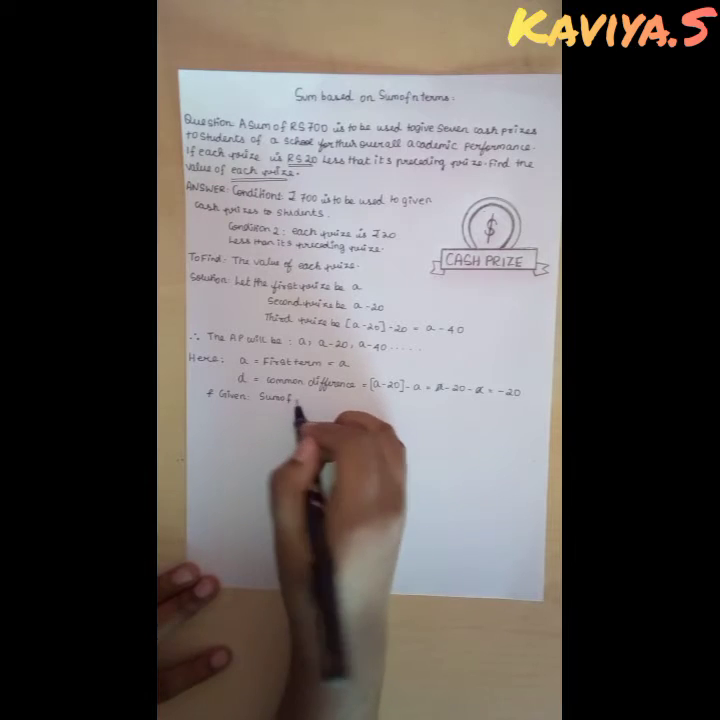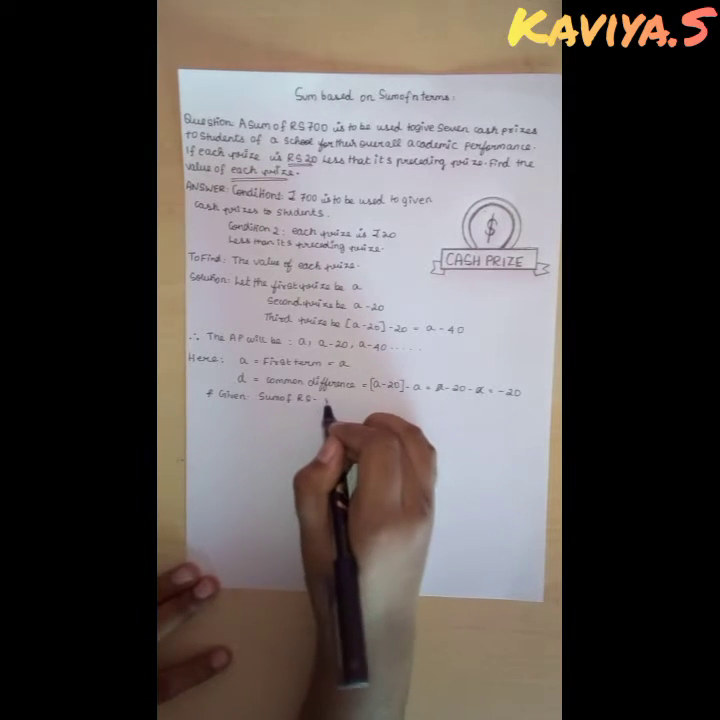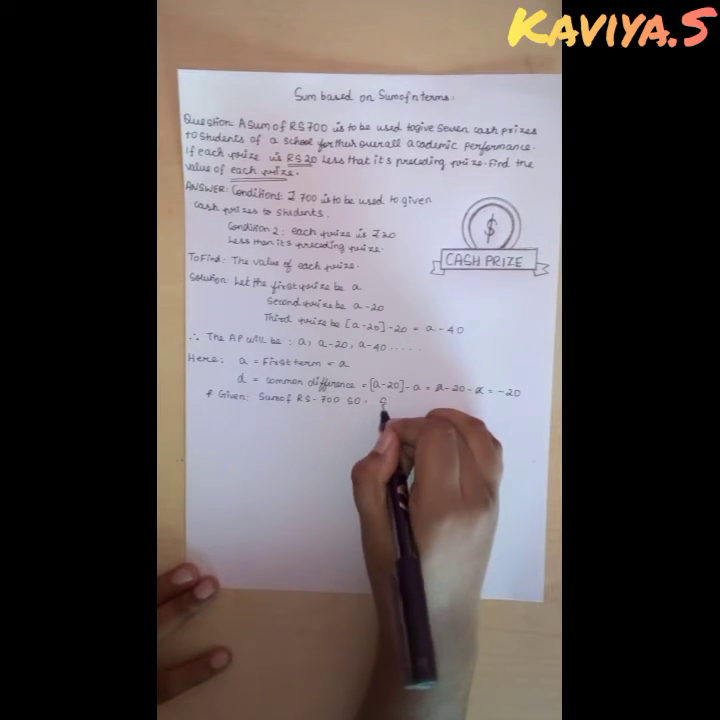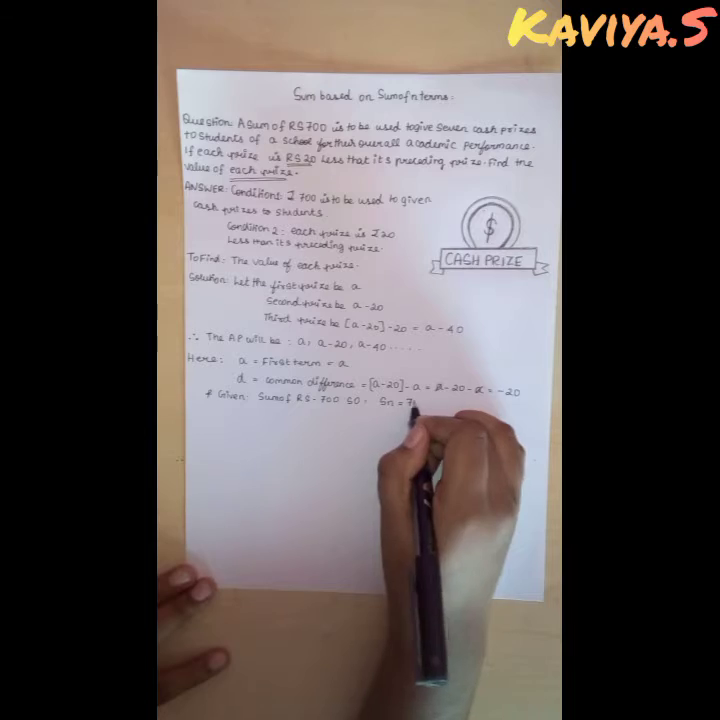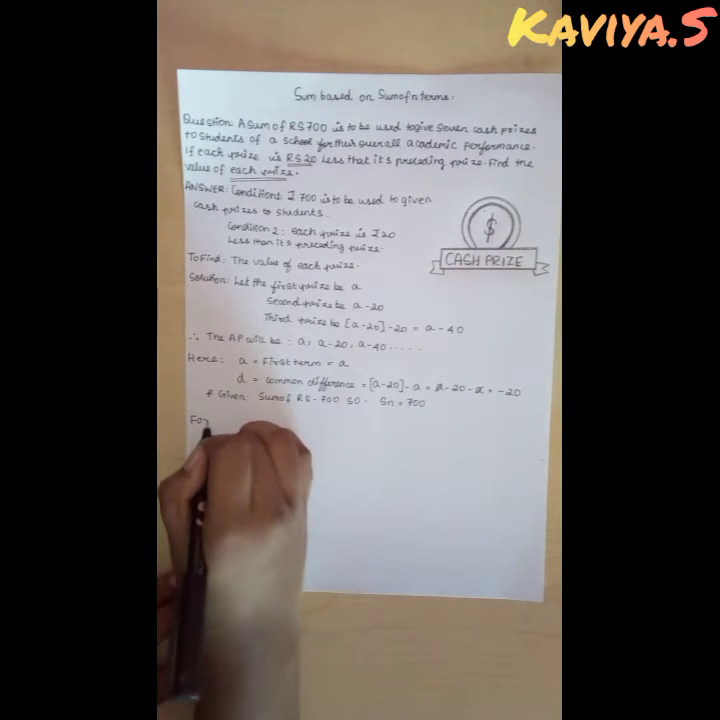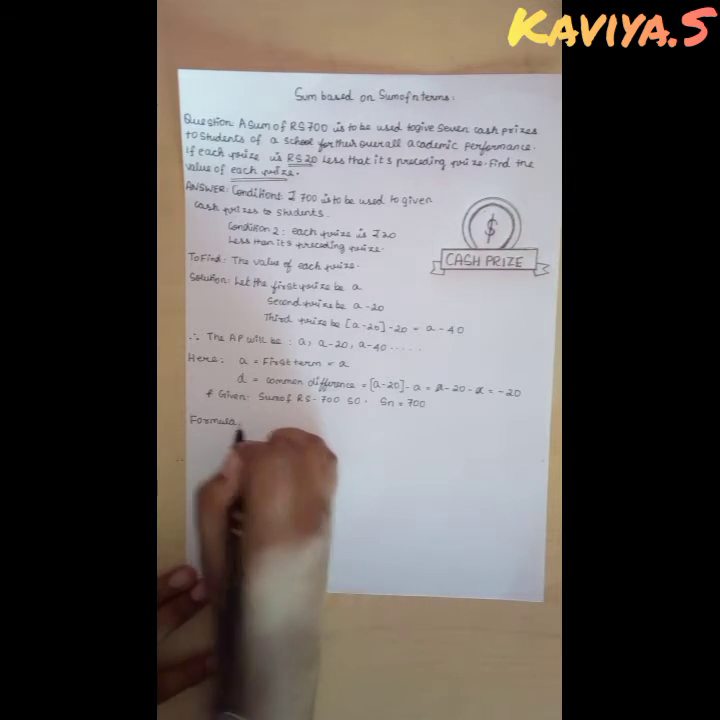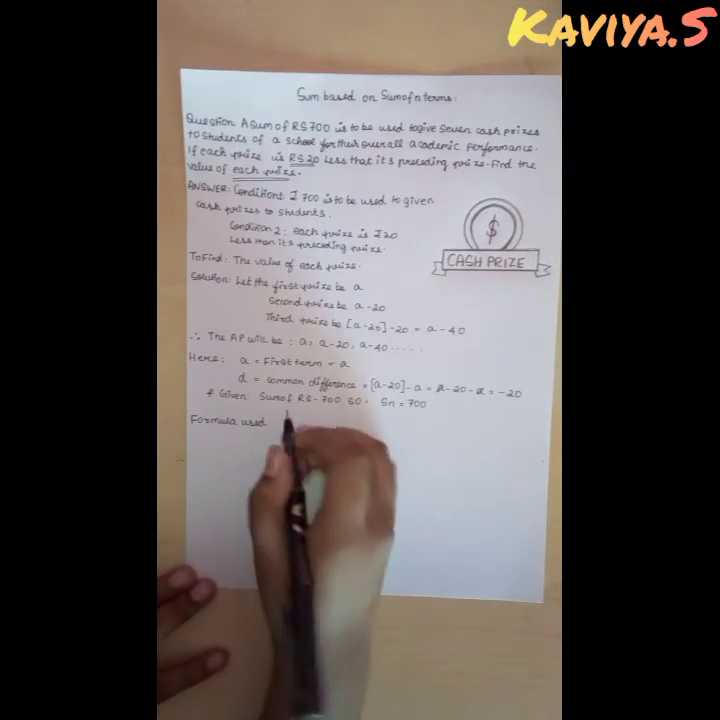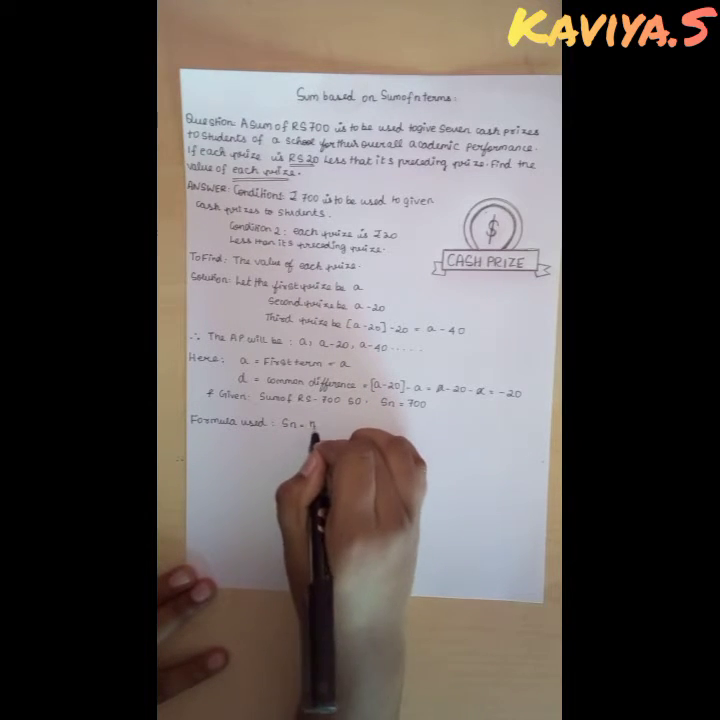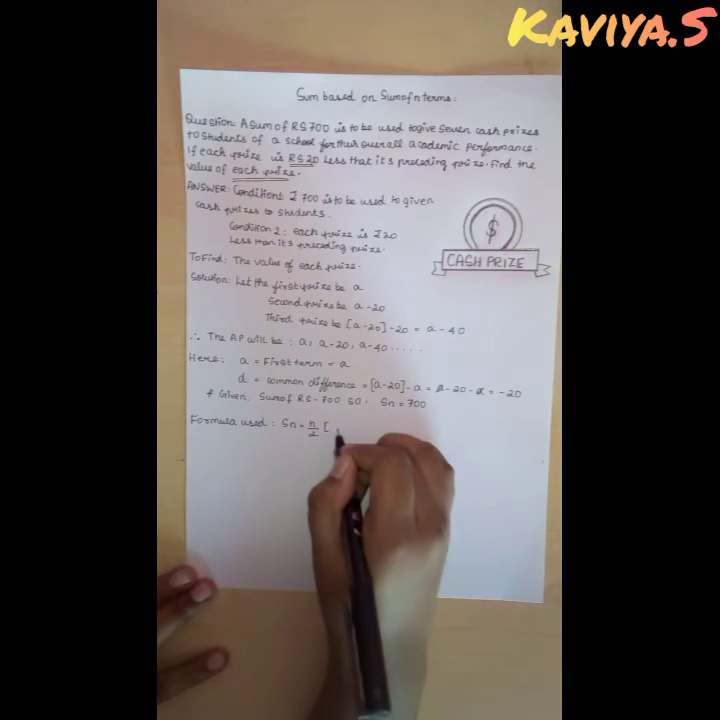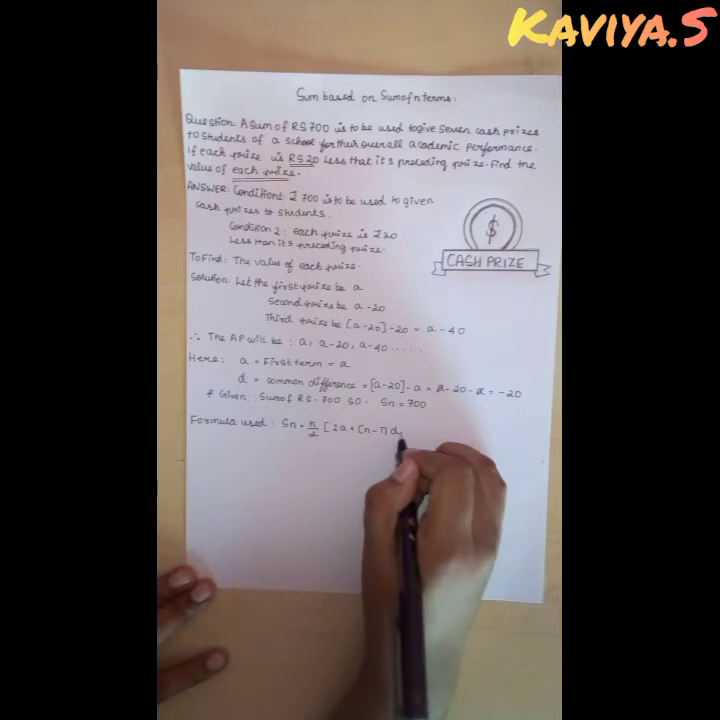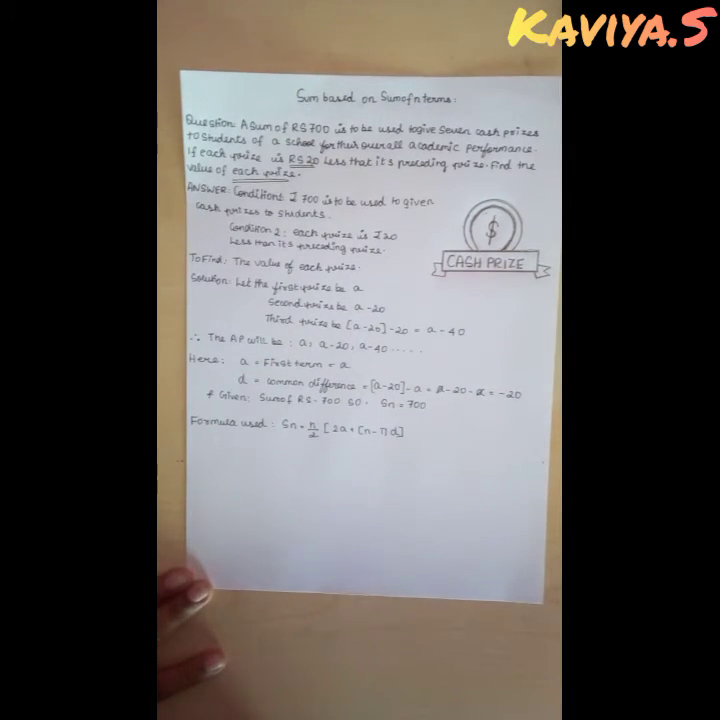And they have also given sum of rupees 700. So here sum of rupees is 700. So Sn is equal to 700. Sn denotes sum of n terms. So we have got all the details to find the answer. So we are going to use a formula here, sum of n terms formula. So the formula is Sn is equal to n by 2 into 2a plus n minus 1 into d.